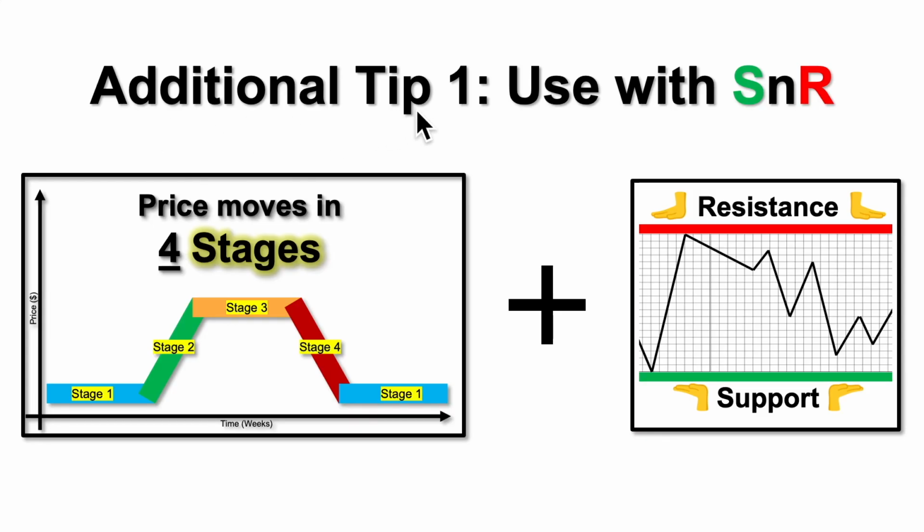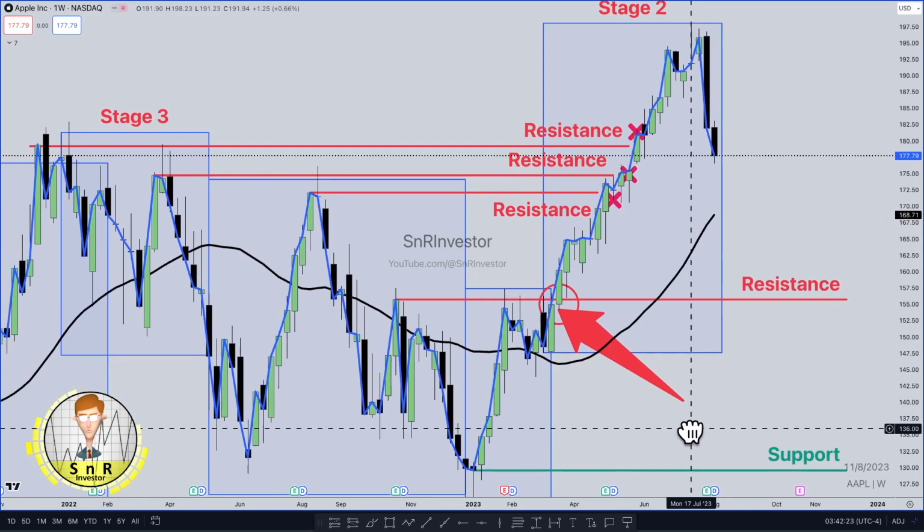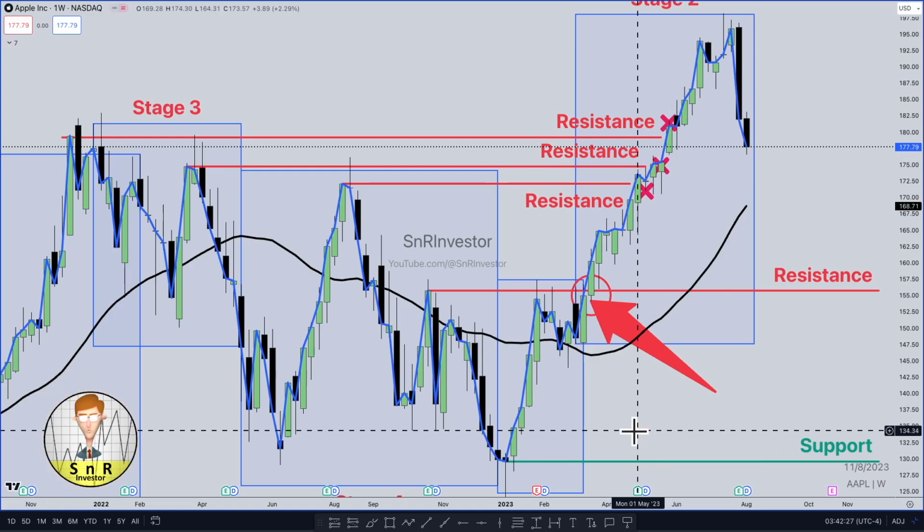Additional tip number 1, you can use stage analysis with support and resistance as well. Here is an example of using stage analysis with support and resistance. This is the Apple chart that we have marked out the stages. So you can see that I have denoted some support and resistance on this weekly chart of Apple.